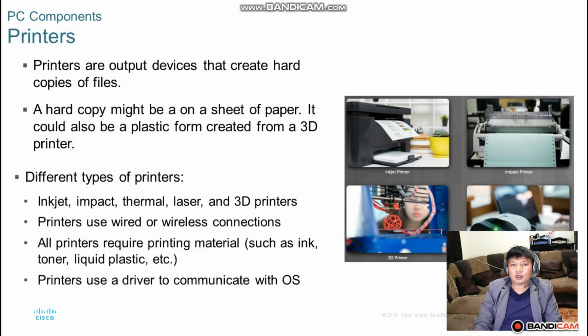Printers are output devices that create hard copies of files. A hard copy might be on a sheet of paper. It can also be a plastic form created from a 3D printer. The different types of printers are the inkjet, the impact printer, the 3D printer, and the thermal printer.